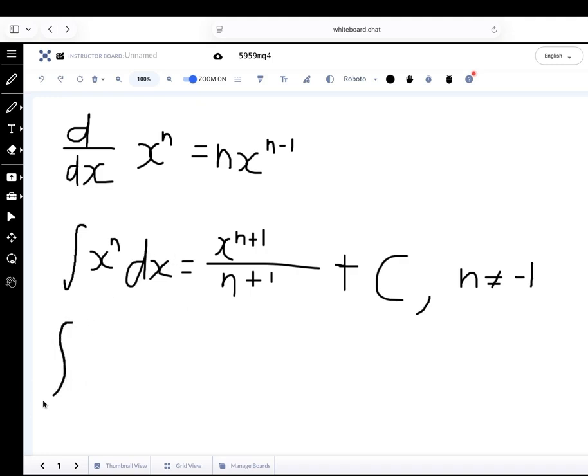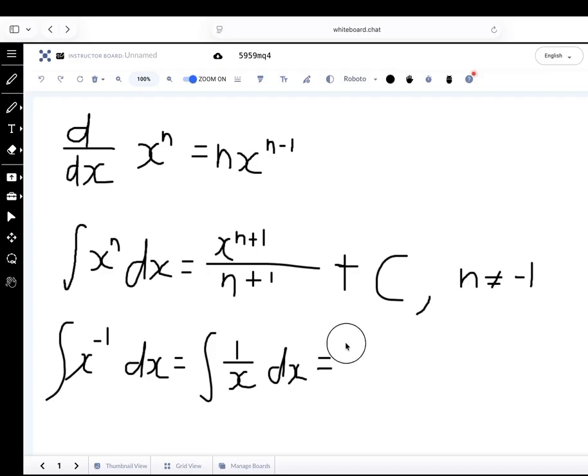Well, we know that x to the power of negative 1 is actually just 1 over x from basic algebra, right? And then, if you remember in derivatives, the derivative of ln x, the natural log of x, is 1 over x. Likewise, the antiderivative of 1 over x will be ln x. And remember to add your constant of integration.